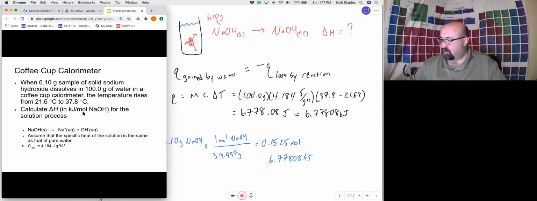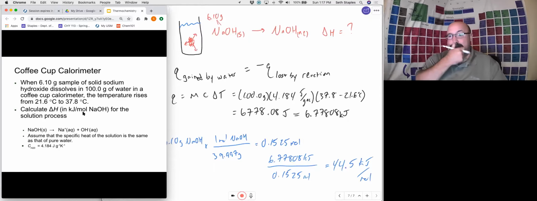So finally, we're going to take our 6.77808 kilojoules divided by 0.1525 moles for a final of 44.5 kilojoules per mole. Now we have to remember that what we've calculated at this point is our heat gained by the water. This is one of the reasons we have to be so careful with our signs and put our temperatures in correctly, our final temperature minus our initial temperature, because we've ended now with a positive number.